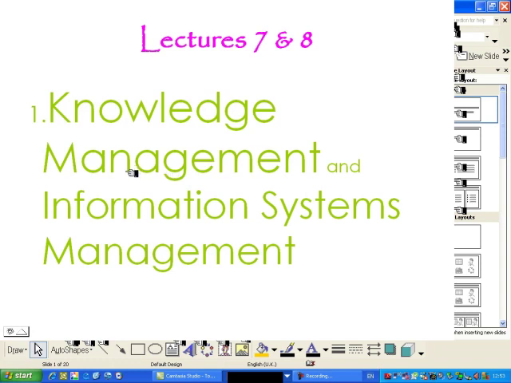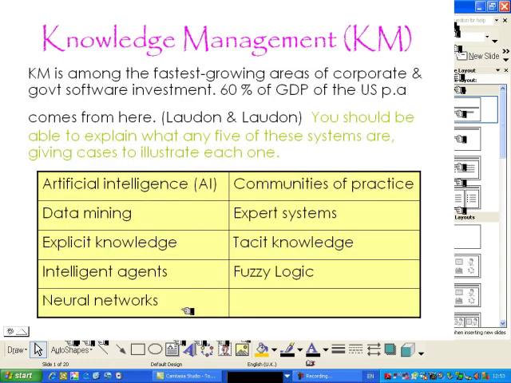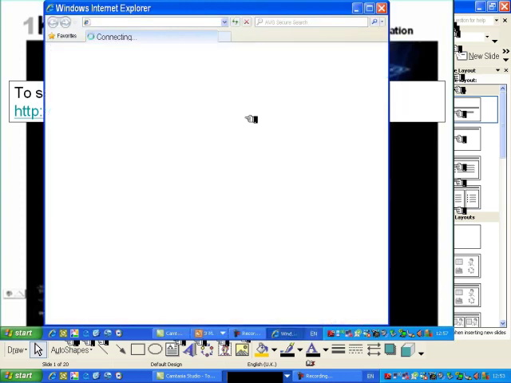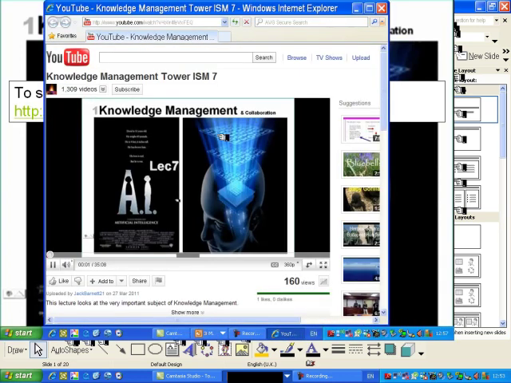The next stage on is knowledge management and information systems management. There are the subjects you need to revise. It says you should be able to explain what any five of these systems are, giving an example to illustrate each one. So choose any five of these, do some extra work on them. Here's one, artificial intelligence. If you go into that, that'll take you to this lecture, and you need to do work on that.